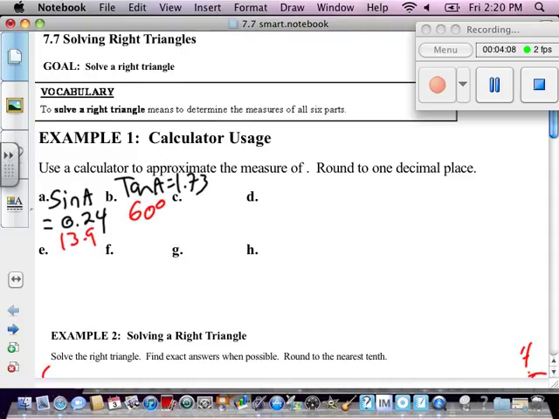Anybody else? Okay, and then I'm going to go over those last four answers. You're in radians. Try it now.